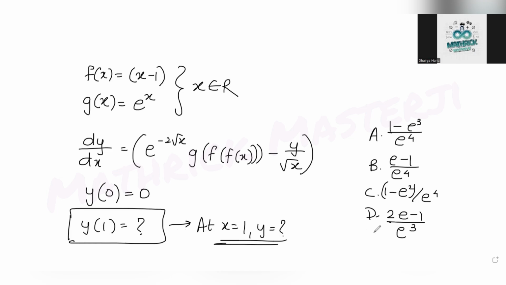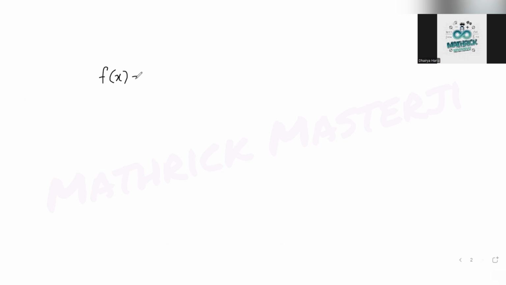Let's see how to solve this question further. So it says f of x is x minus 1. And here, in dy by dx, we have to find this whole function, g of f of x. So let's do that. F of x, I know, is x minus 1. So if I find f of f of x, instead of x, I have to put the whole f of x. So it becomes f of x minus 1. And f of x, I know already, is x minus 1. So x minus 1 minus 1, so x minus 2.